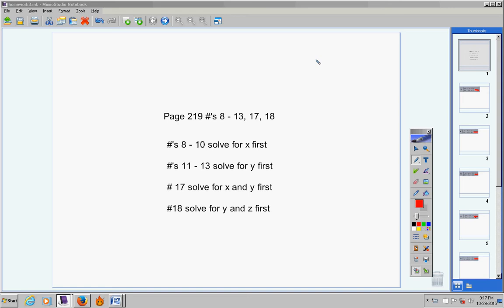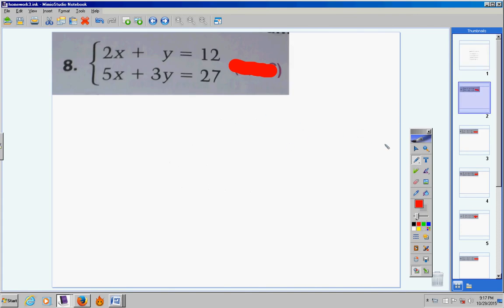Let's go ahead and get into this right away. The directions that I gave you are obviously to solve for x first on numbers 8 through 13. Alright, so here we go. Using Cramer's rule, here's what we're going to do. We're going to solve for x first.